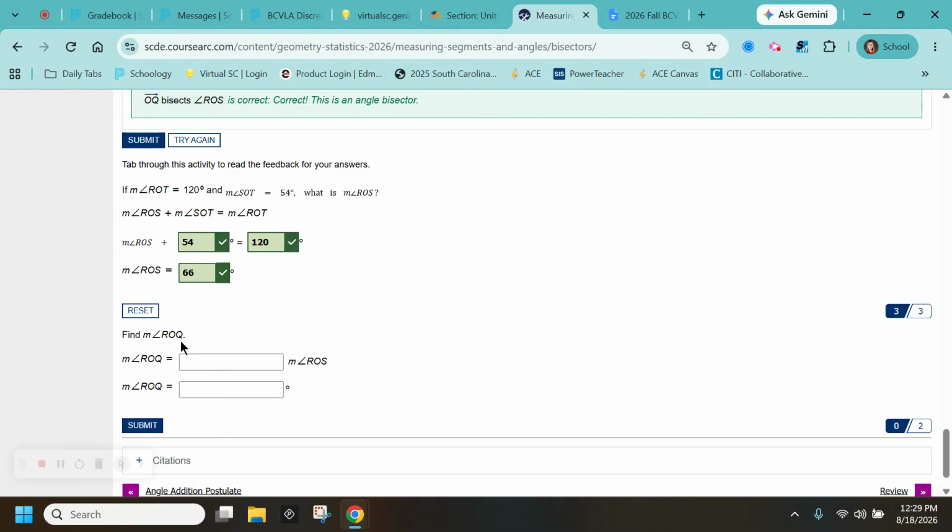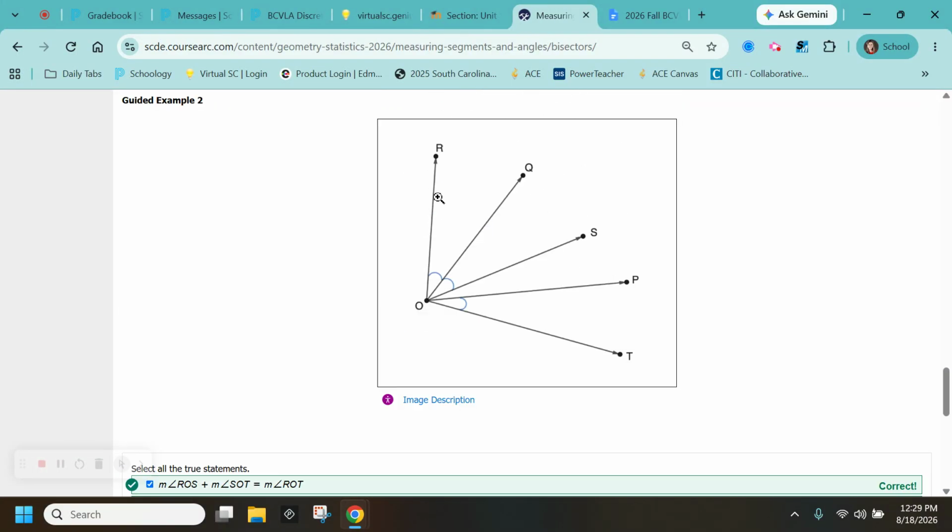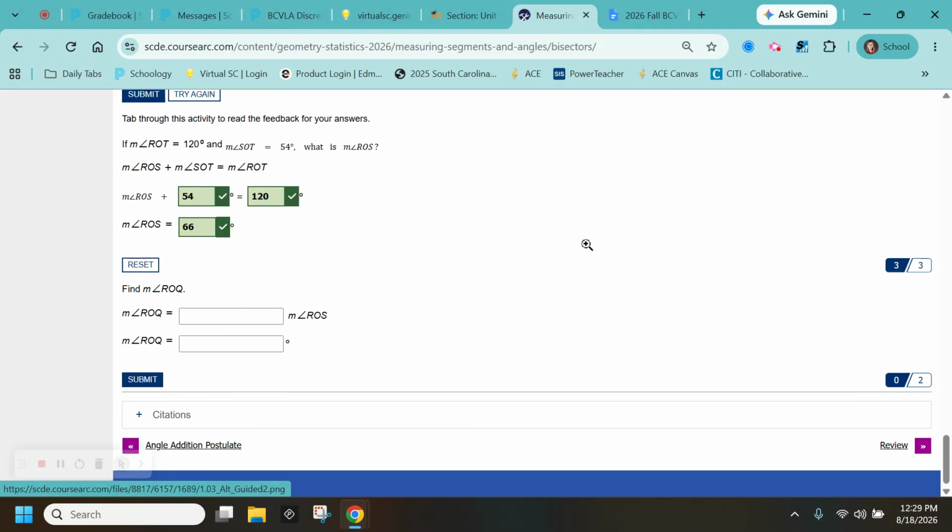Find the measure of angle ROQ. If we go back up here, ROQ is going to be half of ROS. And since we know angle ROS is 66 from up here, half of 66 is 33.